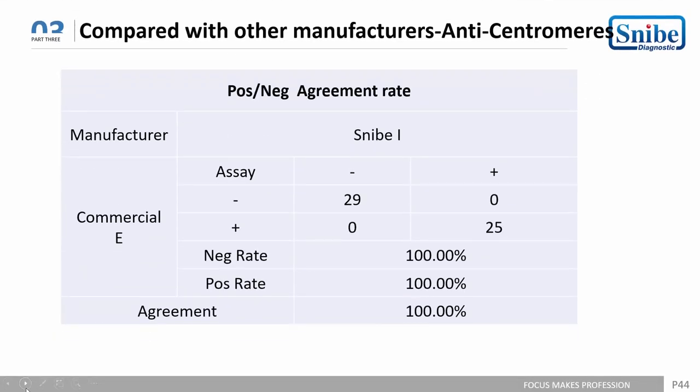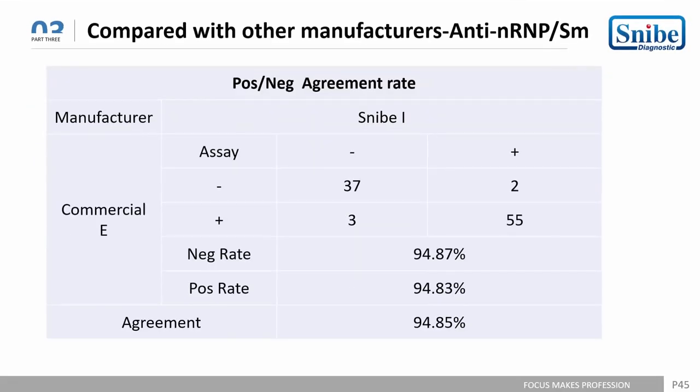On the basis of the runs, when they ran the samples, 29 samples were negative on both SNIPE and the commercially available anti-centromere, and then 25 positive samples were also positive on the SNIPE. So the negative rate of agreement, the positive predictive value, and the negative predictive value are 100%, and overall agreement is 100% for the centromere.